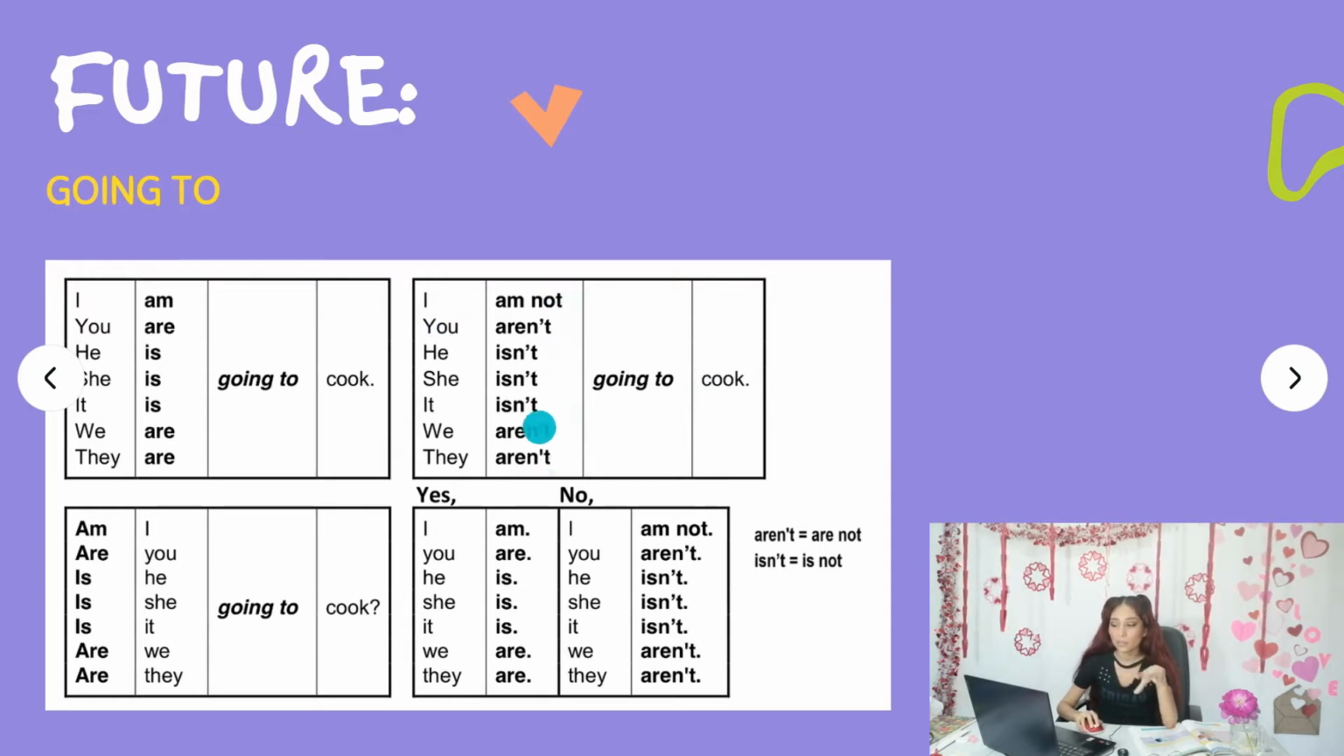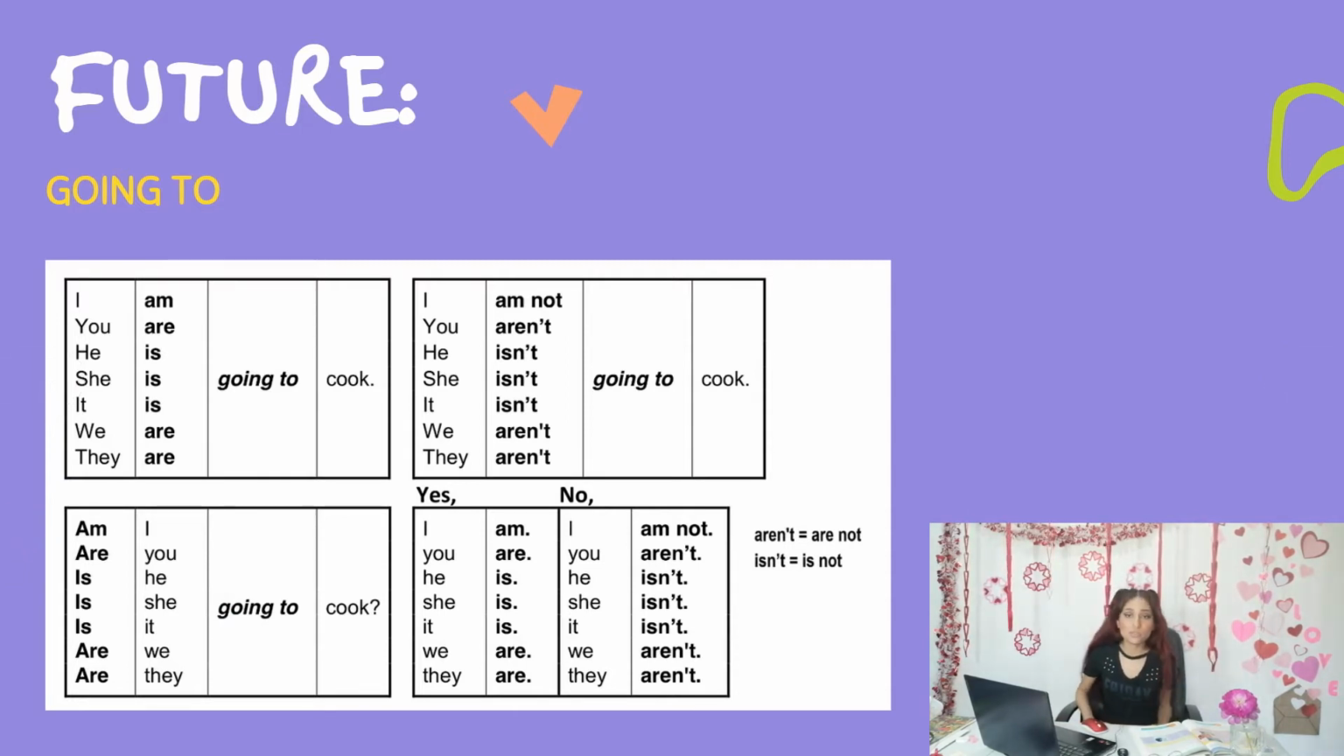Now we are just going to add not. You aren't going to cook, or you are not going to cook, etc., etc., okay? He is not going to cook, or he isn't going to cook, okay? For the questions, you can say, am I going to cook? Are you going to cook? Okay, so also you can say, what are you going to cook? Okay, remember that we had seen that you can also add WH questions to this kind of questions.